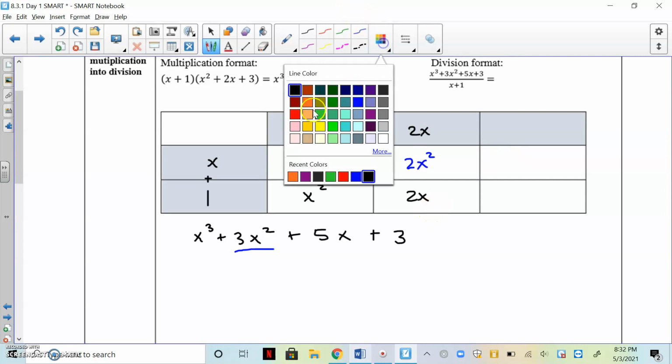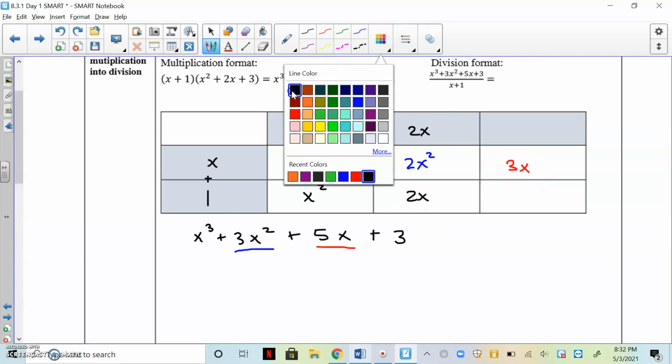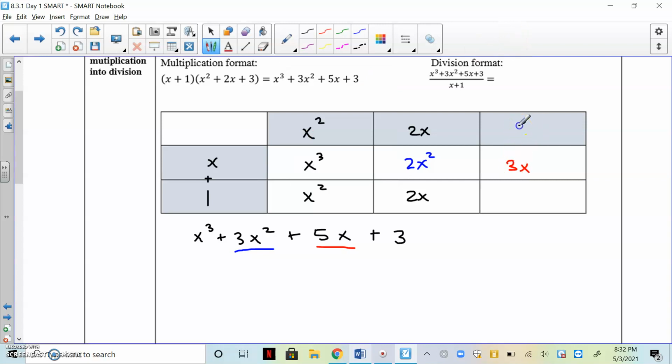Next up, bring in reinforcements again. We know we need to end up with 5 x's. Right now we have 2, so let's add 3 more. And so the top box here has to be 3, because x times 3 is how I would get that 3x. And lastly, 3 times 1 is 3.